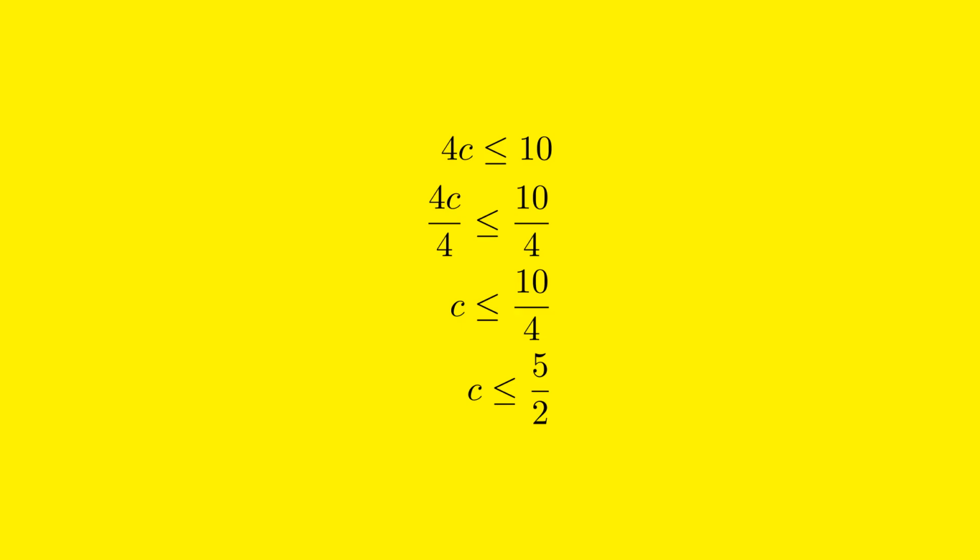To solve for c, we need to further isolate the variable by getting rid of the number 4 that is multiplied by c. This means we need to perform the inverse operation of multiplication, which is division. We want to divide both sides of the inequality by 4 in order to maintain the balance, just like we would do in an algebraic equation.